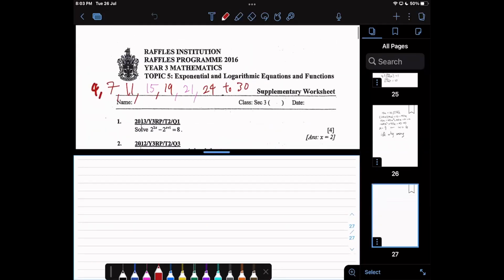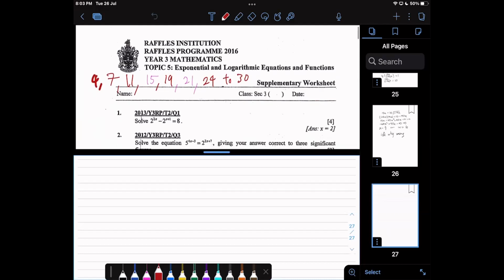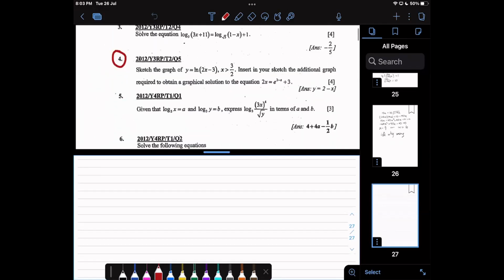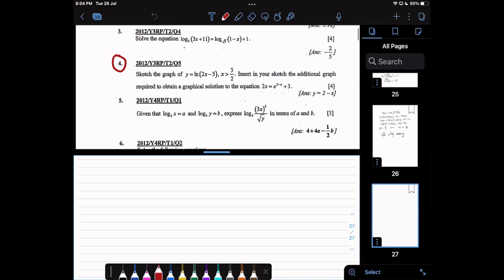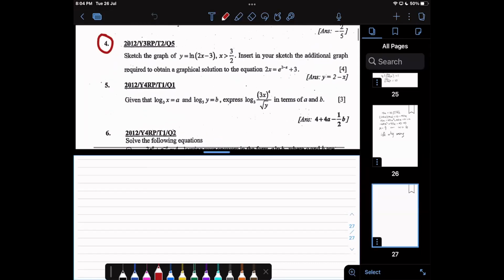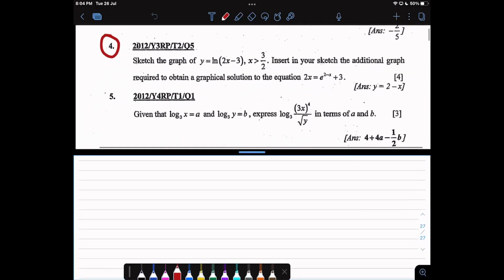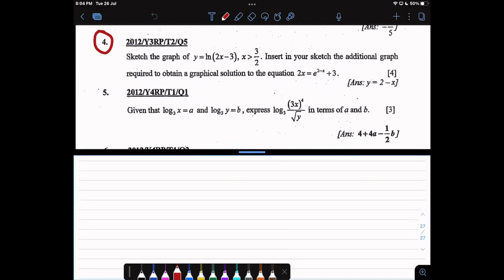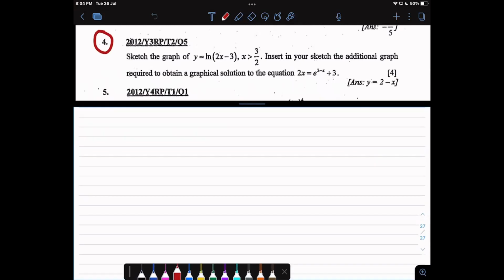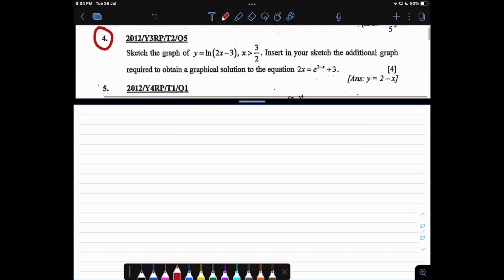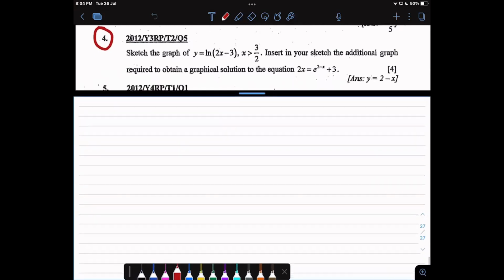Okay, let's go to question 4 first. Let's take a look. Sketch the graph of y equals ln(2x minus 3), x more than 3/2. Insert in your sketch the additional graph required to obtain a graphical solution to the equation 2x equals e to the power of 2 minus x plus 3. Okay, so this is very simple. Basically, you first draw the sketch of the graph. How do you do that? You just need to remember the standard graph, y equals ln x.